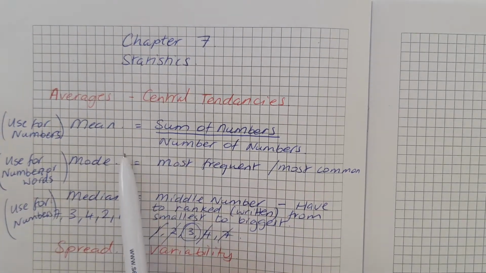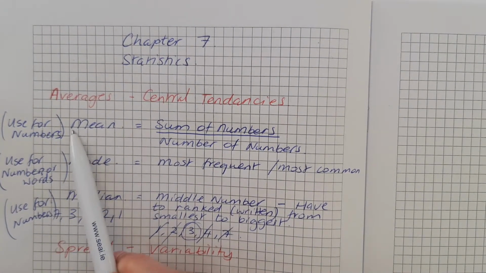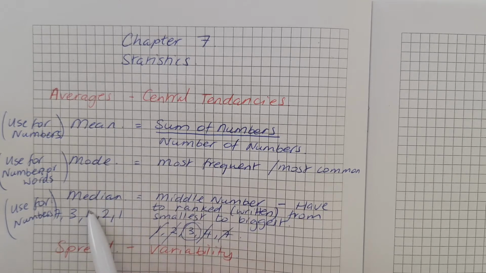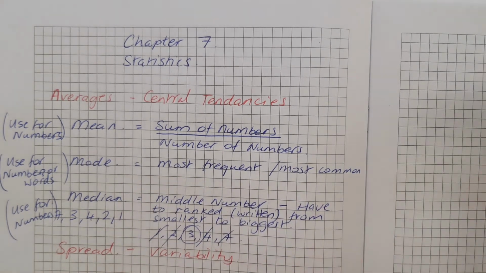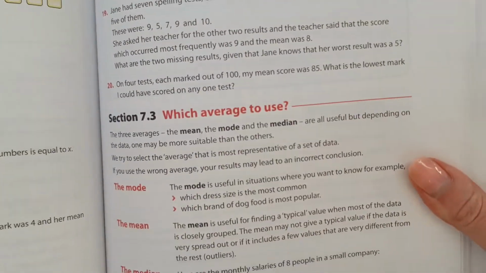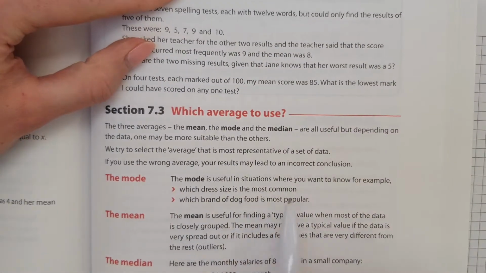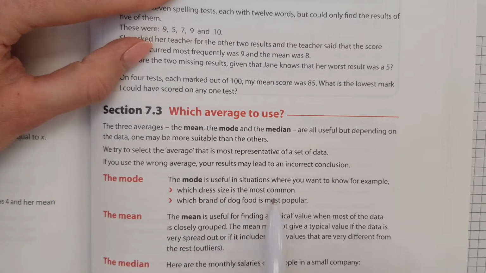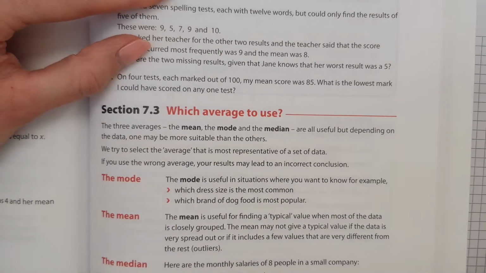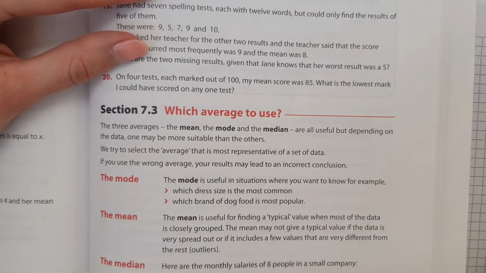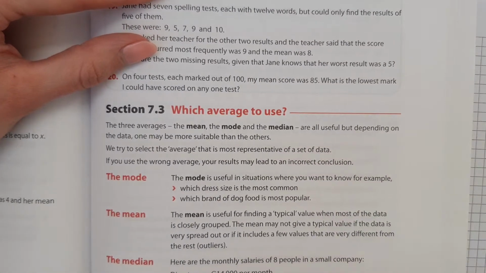Okay. So if you've been given numbers, you can use all three, but it depends on the type of numbers that you've been given. Just going back to page 149. So the mode, it's in situations where you have dress size or brand. It's generally words, but you could use it for numbers as well. The mean is most useful for a typical value of the most data in a closed group.